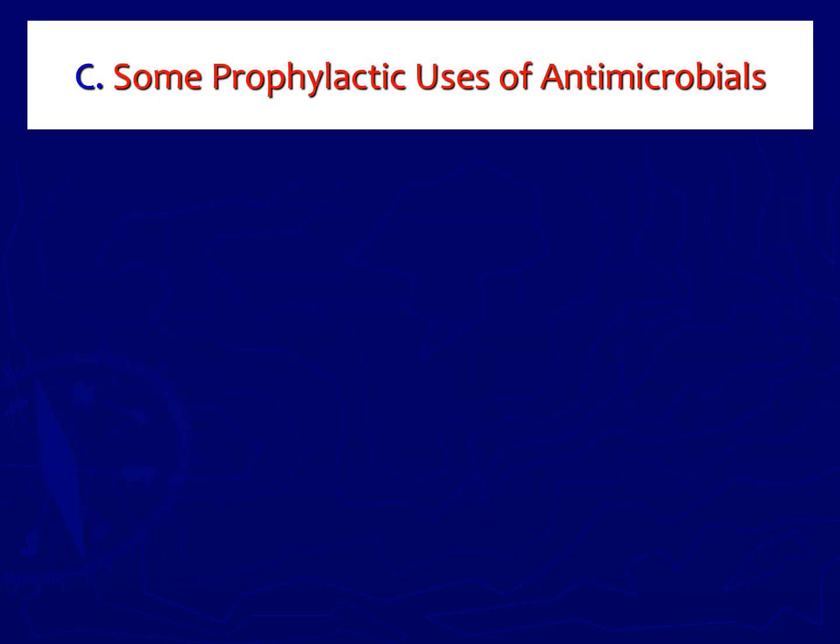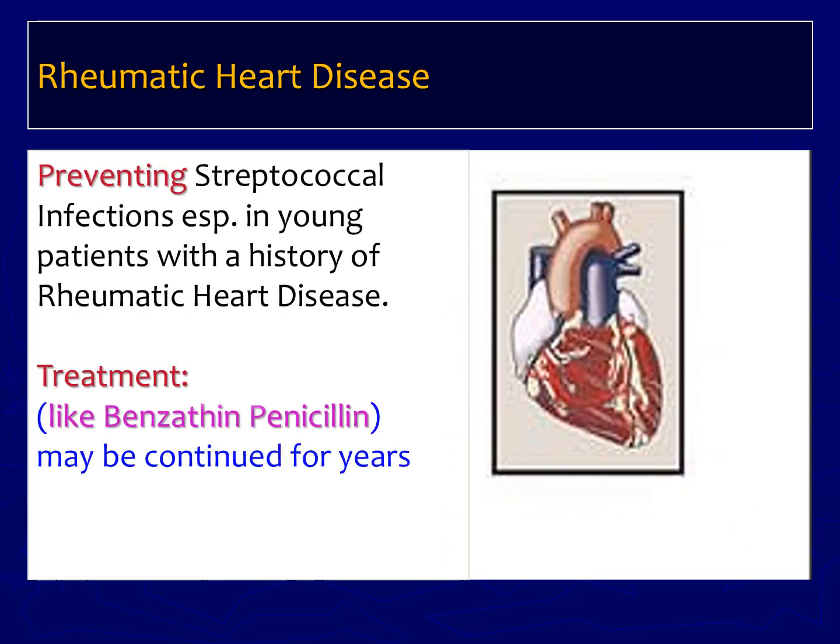Third is the prophylactic use. So, let us take some examples of the prophylactic use of antimicrobial agents. For example, in rheumatic heart disease, because streptococcus infection is very common, a young patient with a history of rheumatic heart disease can be affected. So, here usually long acting benzathine penicillin is used, which may be continued for years prophylactically.